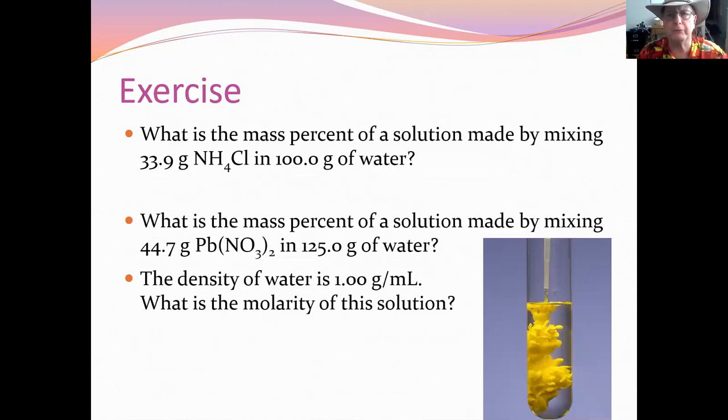What is the mass percent of a solution made by mixing 33.9 grams of ammonium chloride in 100 grams of water? How are we going to do this problem, guys? Remember, it's just part over whole. Do we add both of them together to get the whole solution? You have to do that. Absolutely. And then you divide 33.9 by that whole number, by 133.9. That's all you have to do for this. The second one, same basic thing. You're going to take 44.7 and divide it by 169.7. The trick behind that is to realize that you have to add both the solvent and the solute.